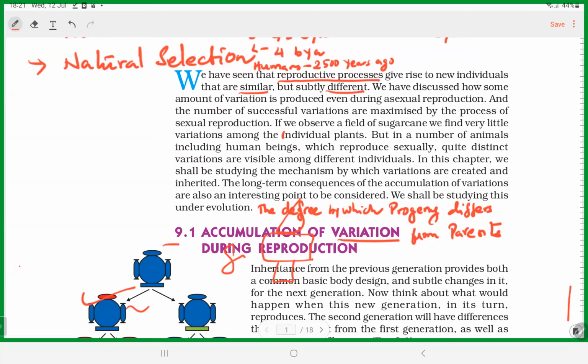Different organisms are produced. In asexual reproduction, identical offspring are produced. But in sexual reproduction, look at that, variation is seen. That variation, maybe in plants or whatever. Just giving one example, different types of sugar cane.